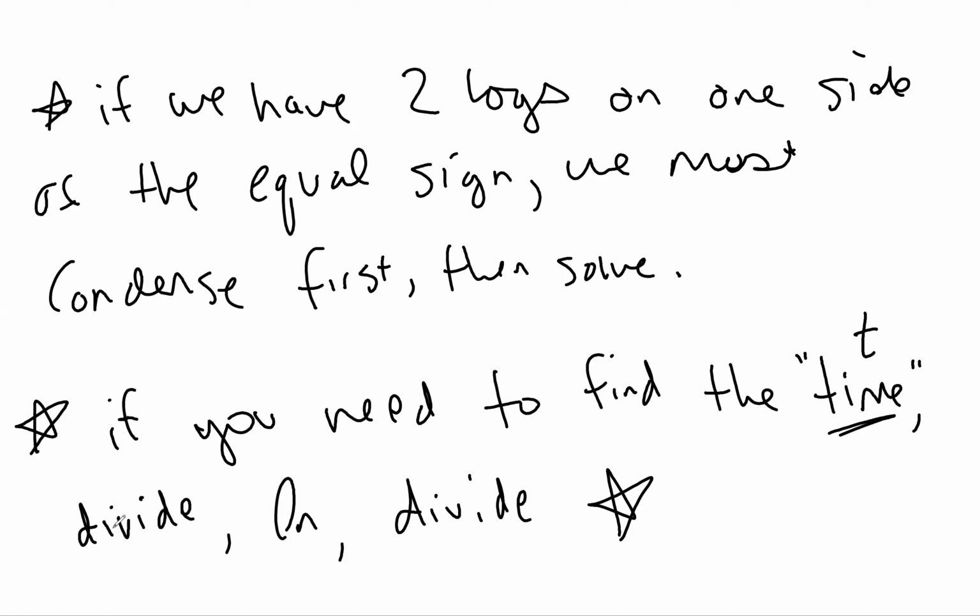The logs of a negative number are undefined. We need to make sure that we only have one log on each side of the equal sign. If we start out with two logs on one side of the equal sign, we have to condense that first, then we'll solve. And in the problems where we need to find the time, t, our problem setup is going to be: we're going to divide, then we're going to take the ln, and then we're going to divide again. That's what these four sentences mean.